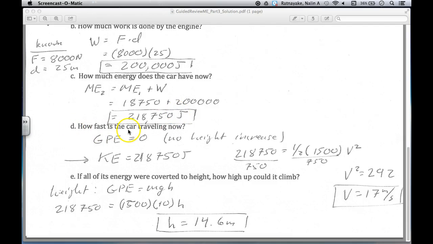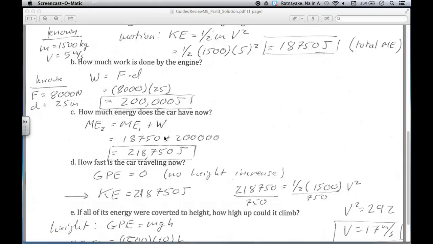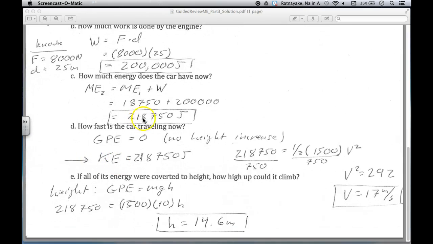So the next question is D. How fast is the car traveling now? I'm writing down explicitly GPE equals 0 because no height change has occurred. That's nowhere in the problem. We're just cruising along. And that means that I get to spend all of this energy, 218,750 joules, on motion. I get to put all of it into kinetic energy. So if I do that, I can just set up my KE equation. Here's KE equals 1/2 mv squared.